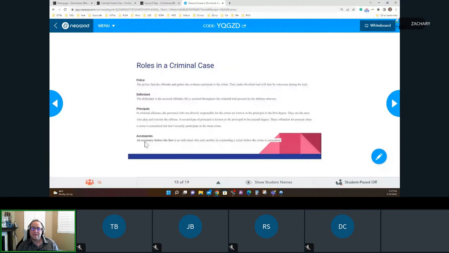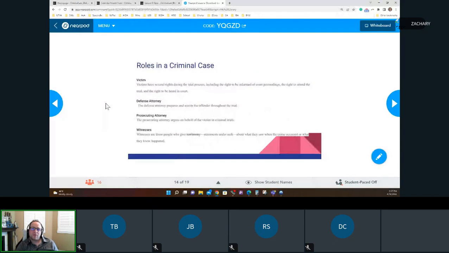And then you have an accessory. Okay, an accessory before the fact is an individual who aids another in committing a crime before the crime is committed. So for example, if you had a key to get into a building that somebody wanted to rob and you made a copy of that key or gave the key to somebody, you would be known as an accessory.